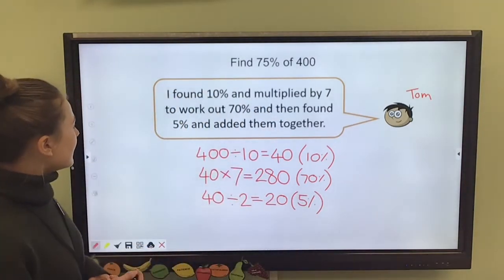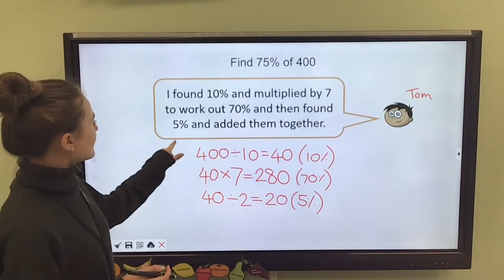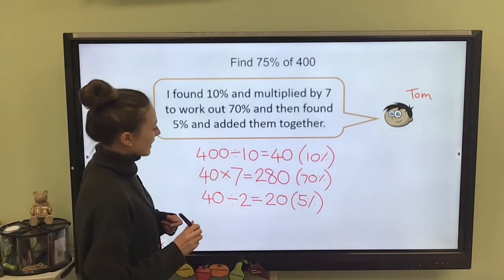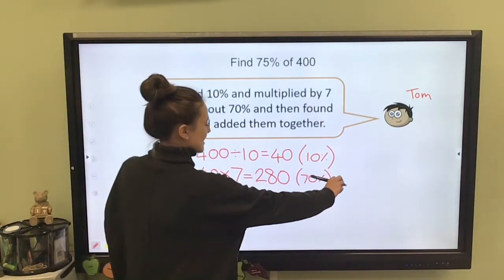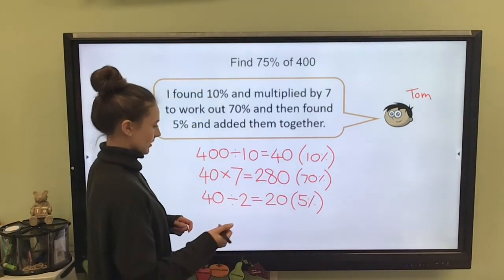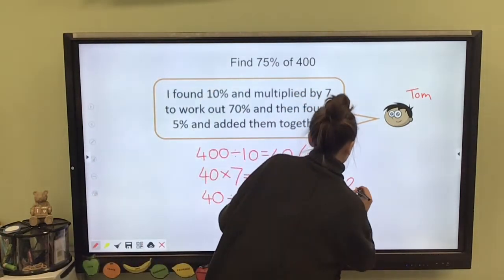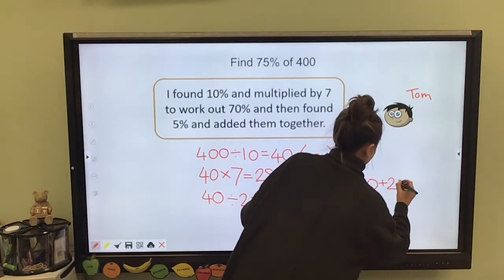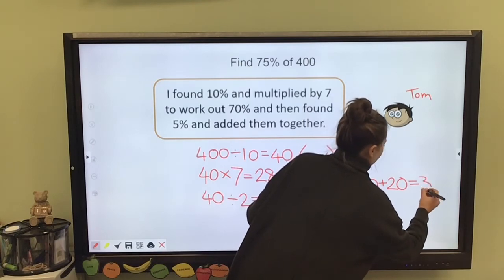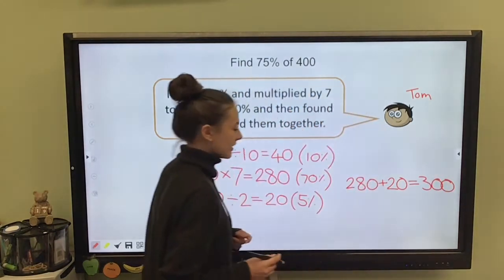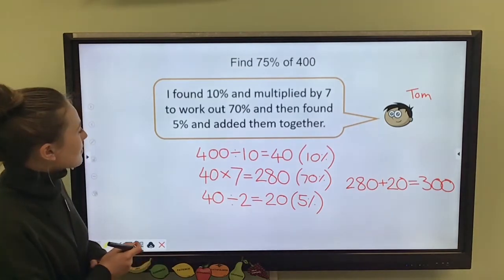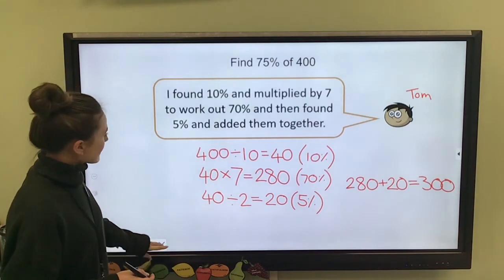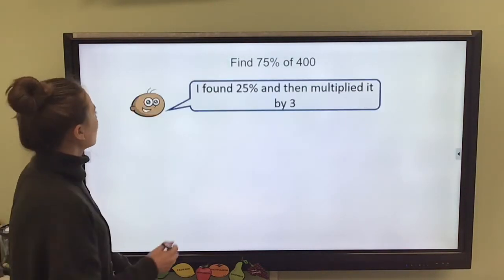Then he found 5% and added them together. The last thing I need to do to work out what 75% is to add my 70% and my 5% together. So let's do that over here. 280 plus 20 equals 300. There we go. So I know that 75% of 400 is 300. Excellent. Let's now have a look at Joe's method.